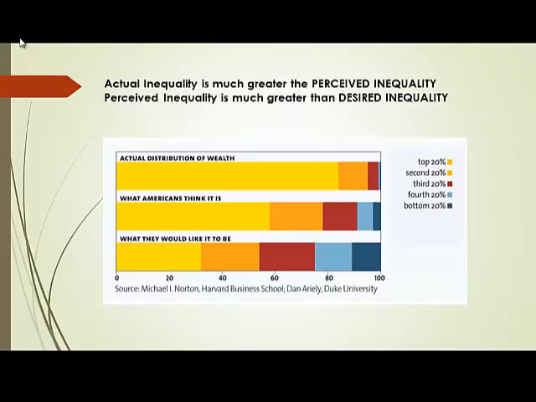The actual distribution of wealth is in the top bar, which shows how the top 20% have a huge amount, and the fourth 20% is barely visible, and the bottom 20% is actually invisible.